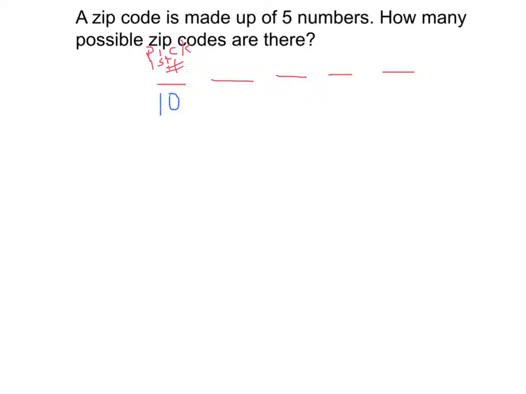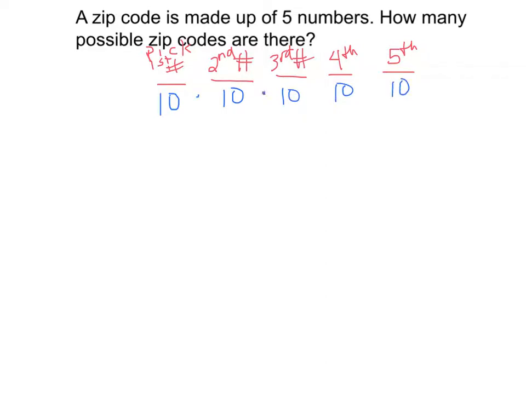The second task would be pick your second number. And again, there are 10 different options. And the reason that there are 10 different options is because there's no restriction on the numbers that we are given. It just says pick 5 numbers. So we're going to then pick our third number and our fourth and our fifth. Those are our 5 tasks. Each of those has 10 possibilities.